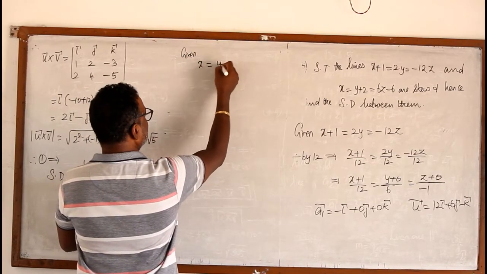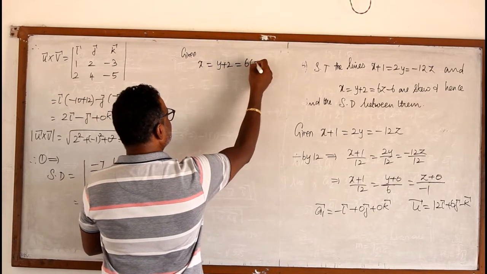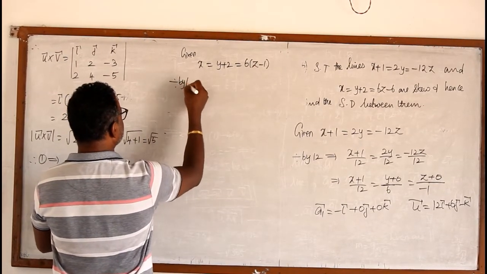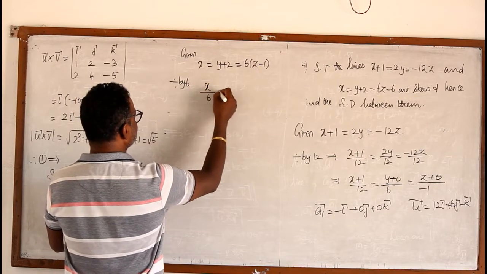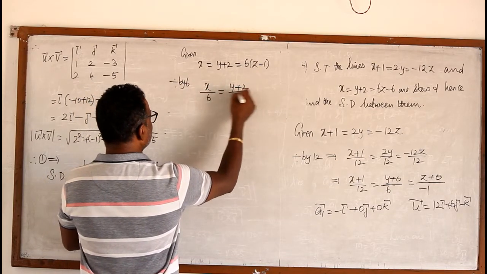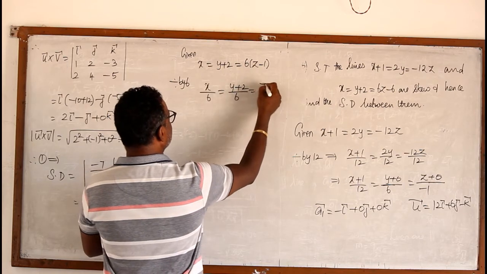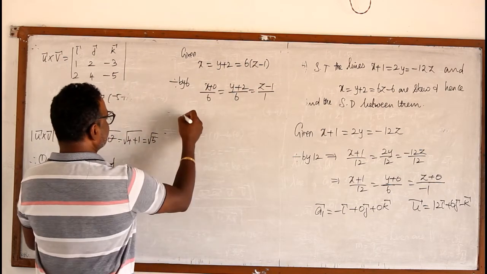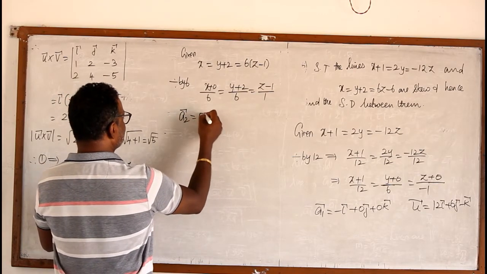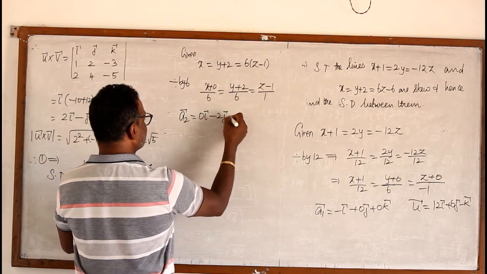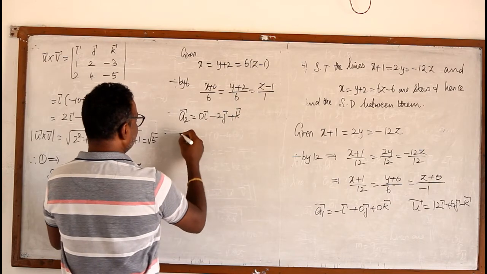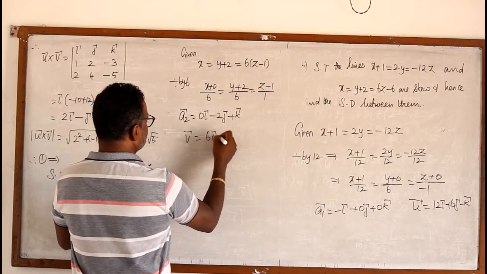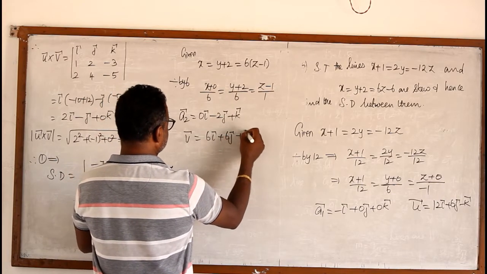Given x equal to y plus 2 equal to 6 into z minus 1, isn't it? So when I divide by 6, then it is x by 6, y plus 2 by 6, z minus 1 by 1. So x plus 0, then A2 is 0i minus 2j plus k, and then the v vector is 6i plus 6j plus k.